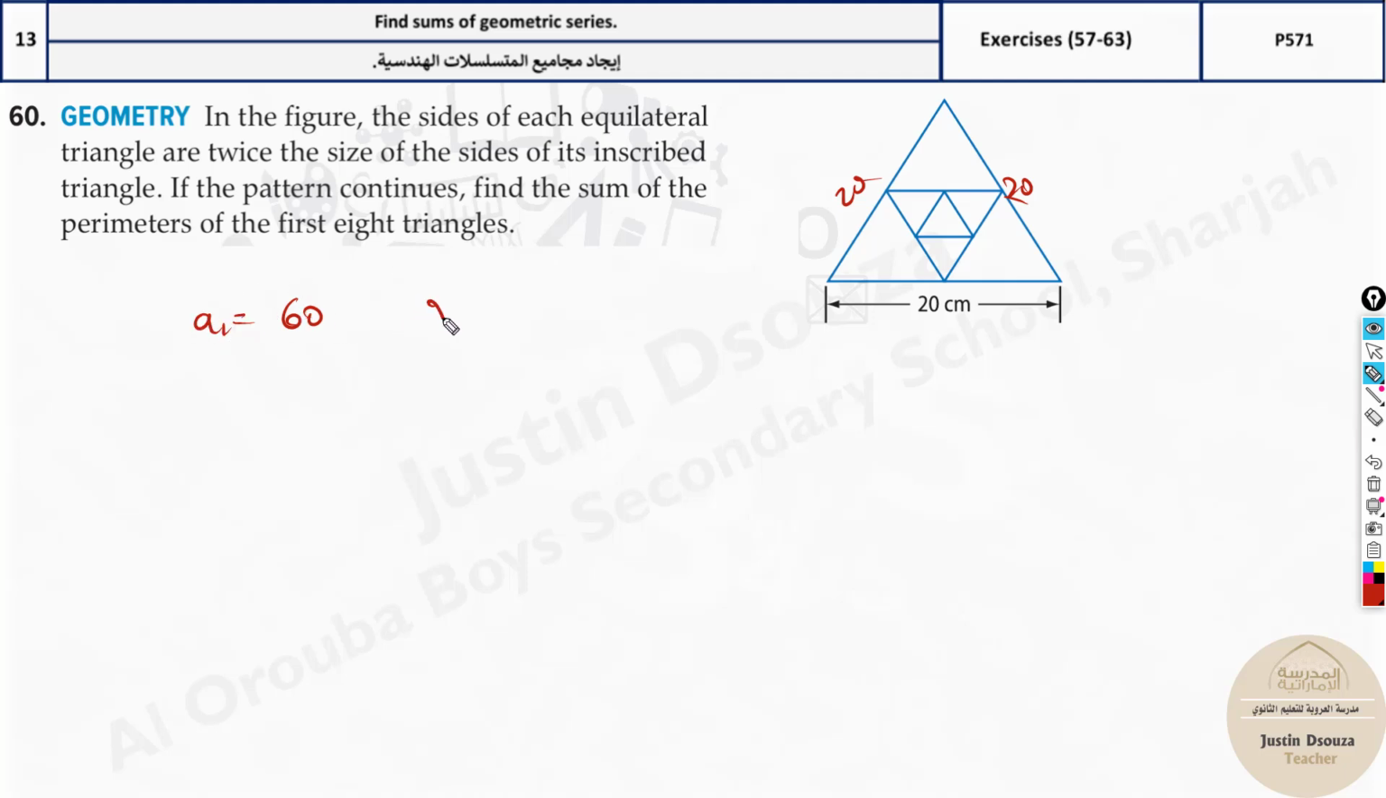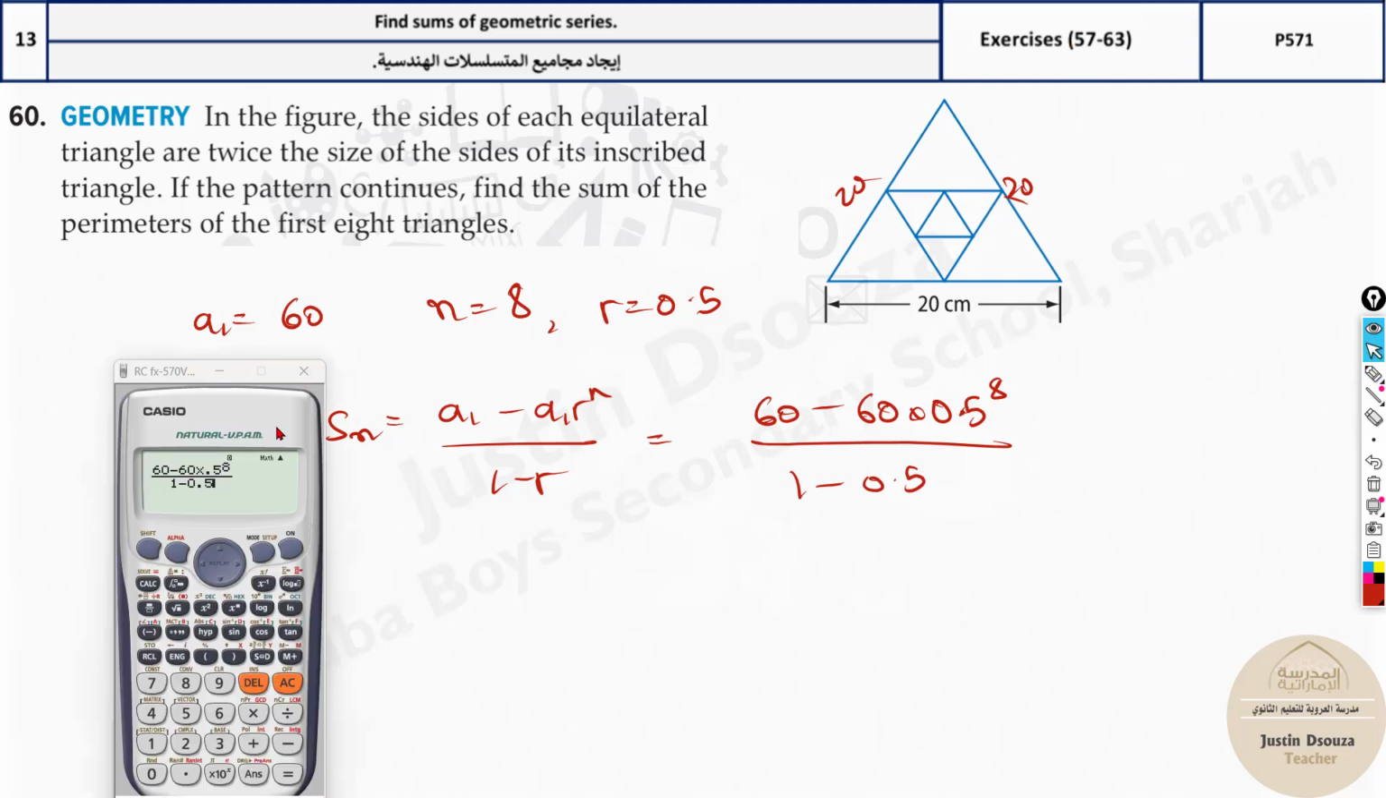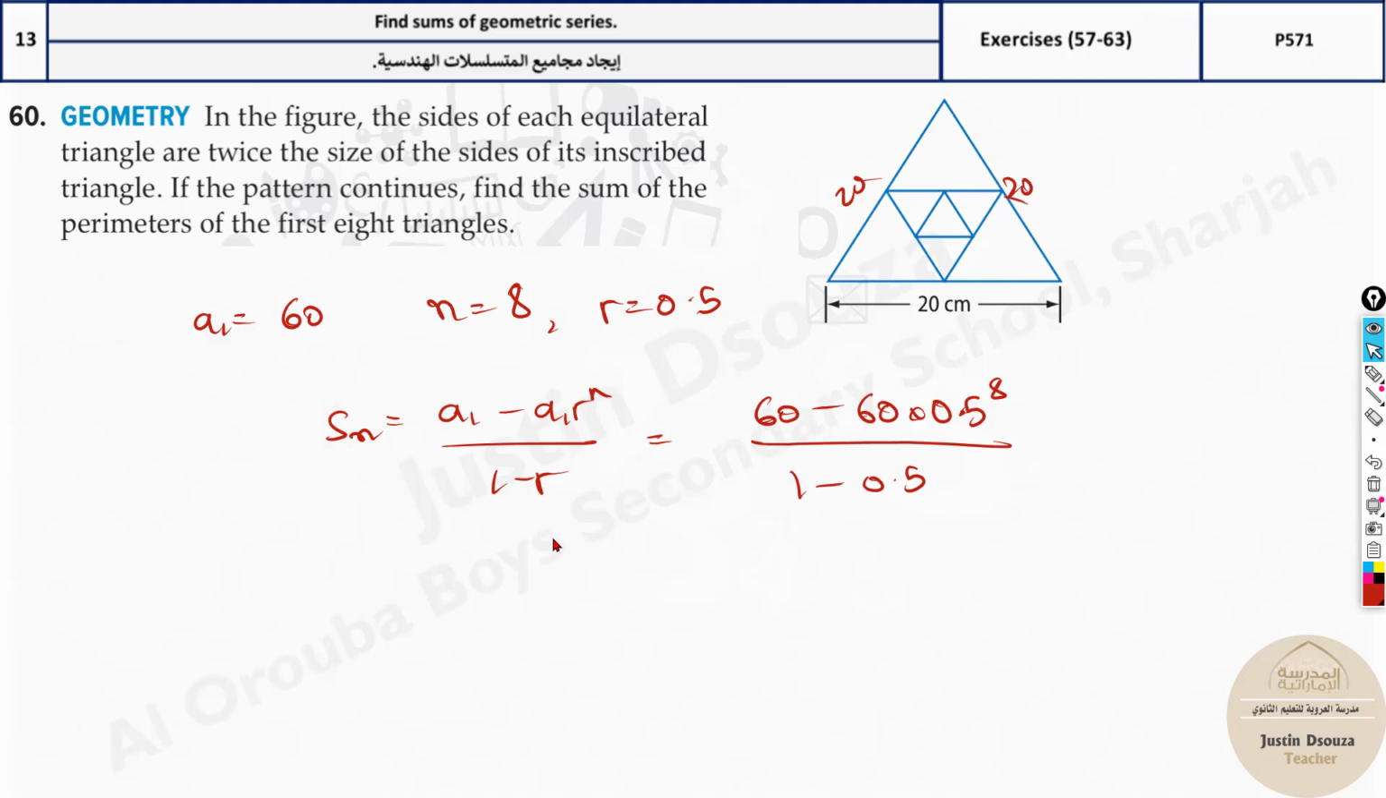So we have to find it for n, right? This is the A1. N is how much? 8. R is what? Half of it. Because see, this is double, that means the inner one will be half, 0.5. Now let's substitute. Sn is A1 minus A1 R to the power n over 1 minus R. So substitute the values: 60 minus 60 times 0.5 to the power 8 divided by 1 minus 0.5. Now put it in the calculator and solve it. I've typed the entire thing just as it is, and the answer is 119.53. So the sum of all the perimeters would be, rounded off, 119.5 centimeters.